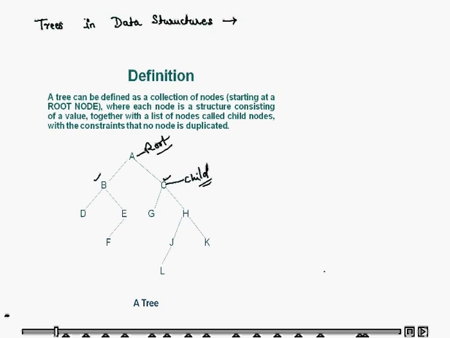Each of these A, B, C or G, J, these are called nodes. These are all nodes. A, J, L, these are all nodes. They have values stored in them, and each has child nodes.